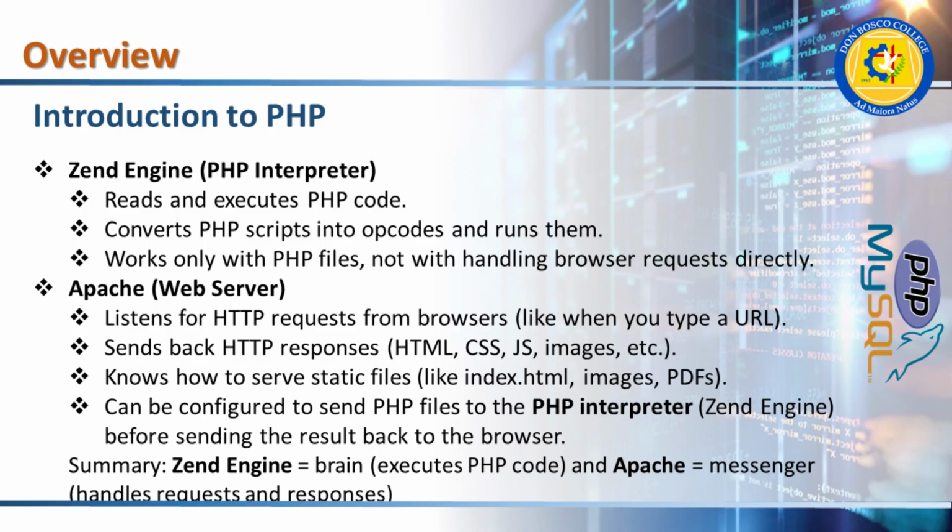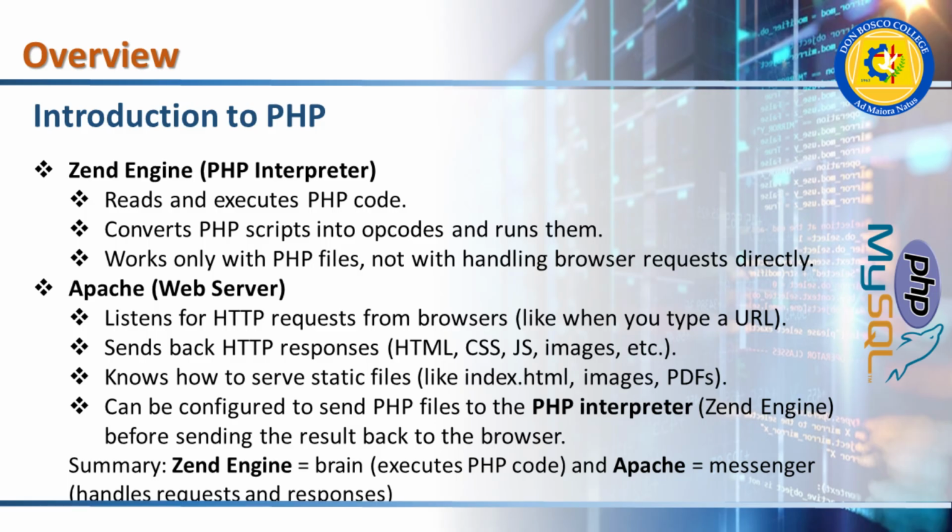Apache, which is a web server, listens for HTTP requests from browsers, such as when you type a URL. It sends back HTTP responses, including HTML, CSS, JavaScript, and images. Apache can serve static files like HTML pages, images, and PDFs. It can also be configured to send PHP files to the PHP interpreter, the Zend engine, before returning the processed output to the browser.